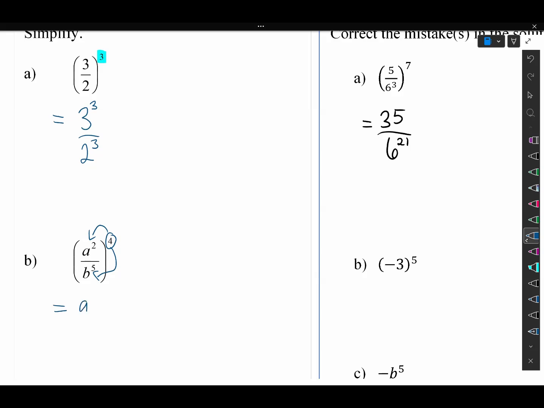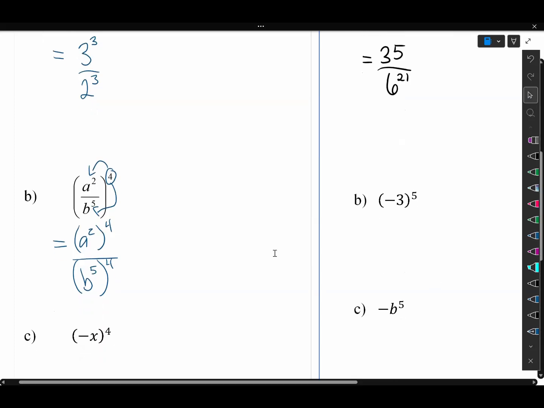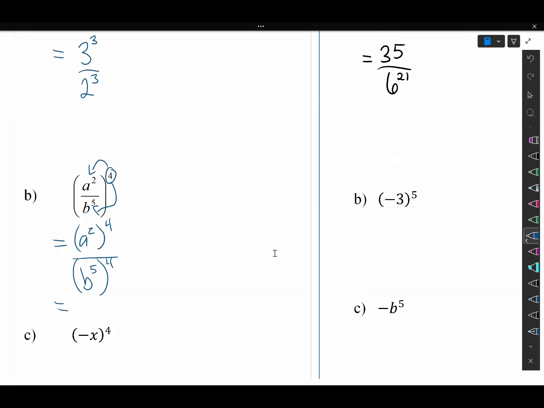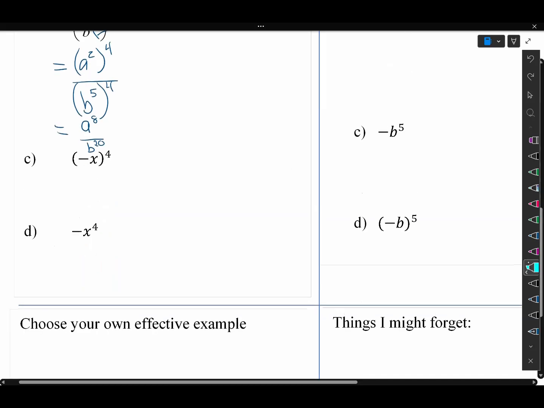What we're working with here is a squared all to the exponent 4 divided by b to the exponent 5 all to the exponent 4. Now, you know how to handle something like this. All we're working with is a power of a power in the numerator, power of a power in the denominator. We're multiplying our powers here because you're a master of this. We're working with a to the power of 8, all divided by b to the power of 20. There you are. We cannot take this any further, even though there's division, because, again, the bases are different. All right? Nice work.